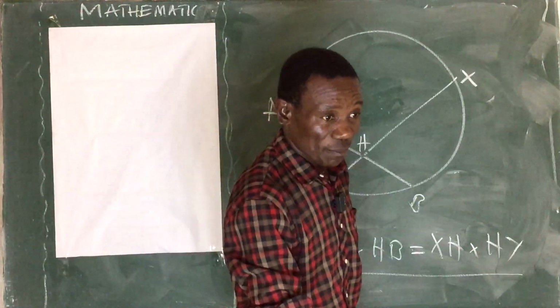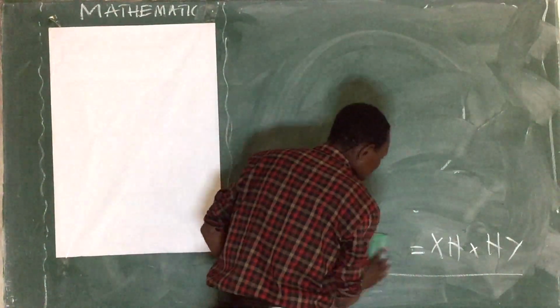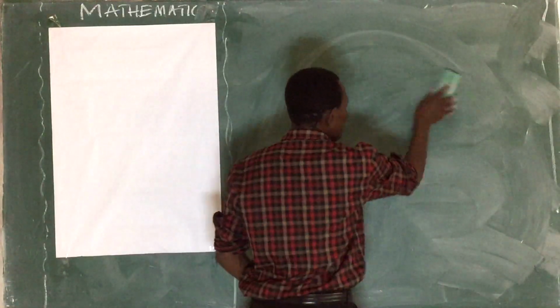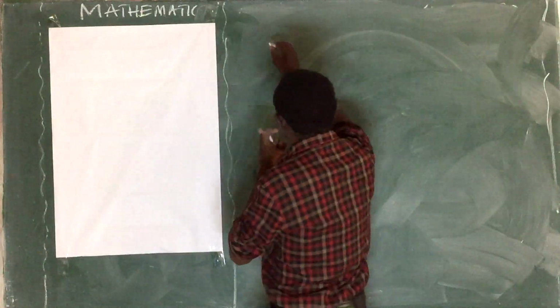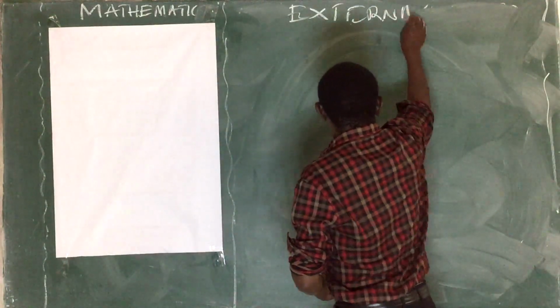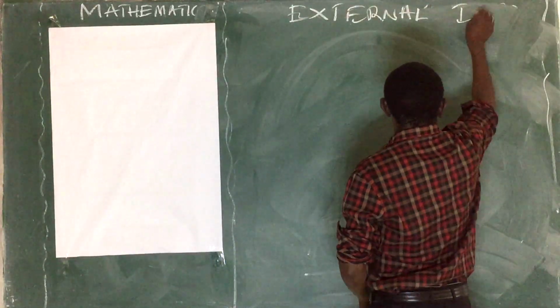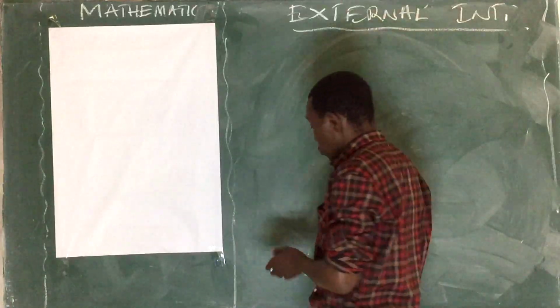Today is a different story. We'd like to discuss and observe what follows when chords intersect outside the circle. Right, so here we talk of the external intersection. Suppose we've got a situation here.